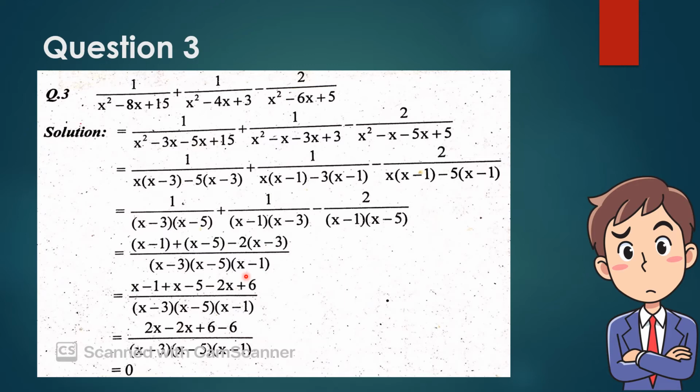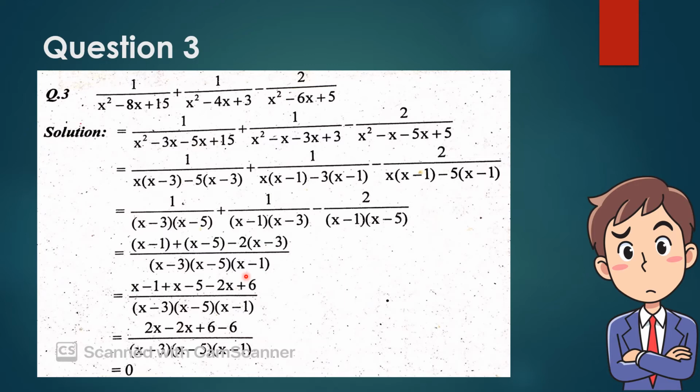So what is common in all the terms? We have x minus 3 in all the three fractions. We have x minus 5 and x minus 1. In the first one, you can see that in the denominator we have x minus 3 and x minus 5. So x minus 1 is missing, so it will be multiplied with 1.